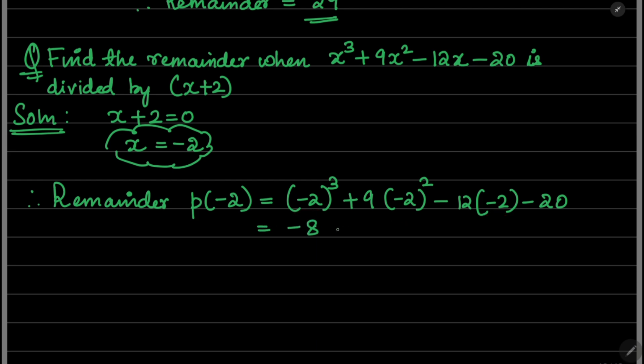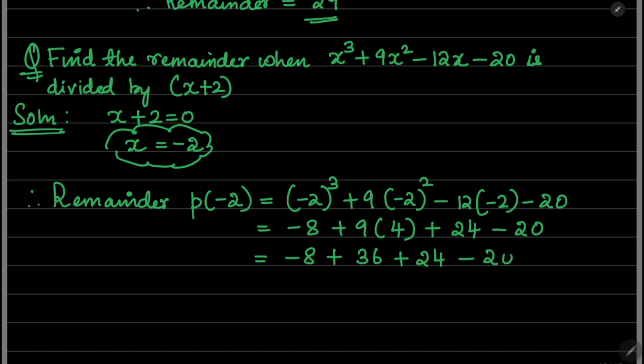It's minus 8 plus 9 into 4 plus 24 minus 20. So it's minus 8 plus 9 fours are 36 plus 24 minus 20. Add these terms: 36 plus 24 is 60, minus 8 minus 20 is minus 28. What is 60 minus 28? It is 32. So 32 is your answer.